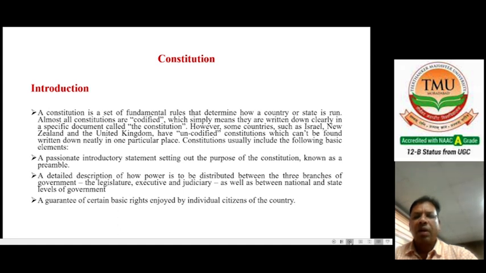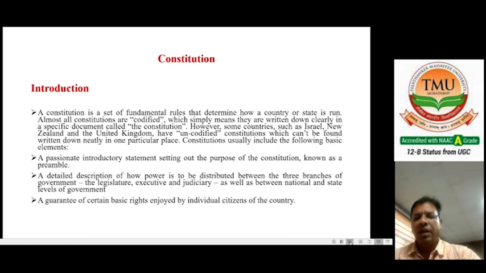The second important component is the detailed description of how power is to be distributed between the three branches of government, that is legislature, executive and judiciary, as well as between the national and state levels of government. The main purpose of the legislature is the formation of policy, programs and law. The executive is the second important part of the government; it implements the programs, policy and law through the bureaucracy.